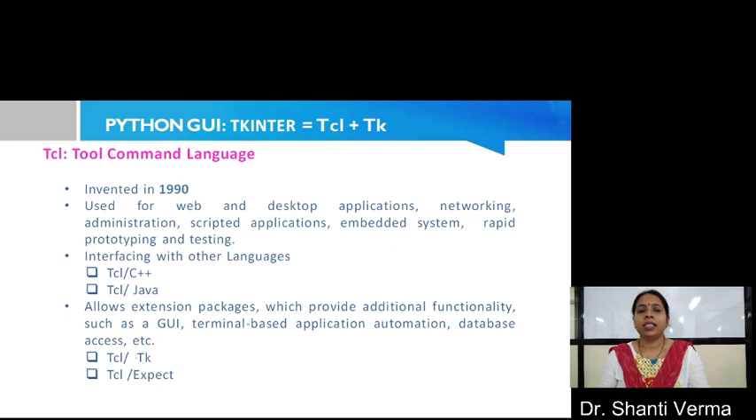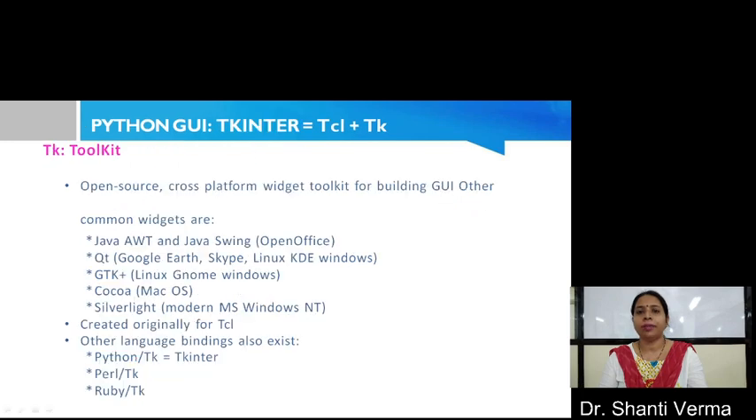Now let's discuss the TCL. TCL is a tool command language that was invented in 1990, and it is used for web and desktop applications, networking, administration, scripted applications, embedded systems, rapid prototyping and testing. TCL can interface with other languages like C++ and Java. It allows extension packages which provide additional functionality such as GUI, database access, etc. So TCL and TK are used combined, and TCL and Expect are used. Basically, for Python GUI we are using TCL and TK.